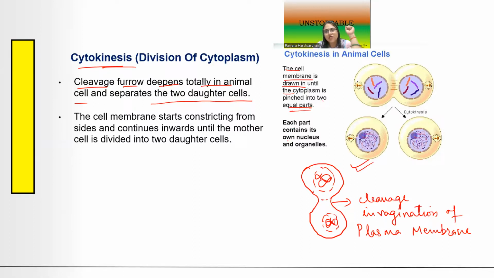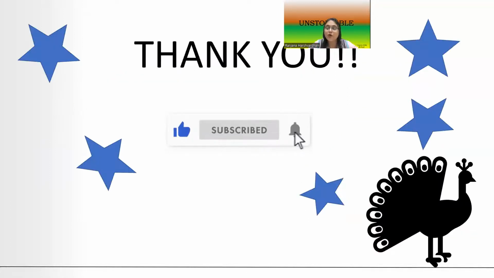Each part contains its own nucleus and its organelles. हमने देखा कि टीलोफेज में सारे ऑर्गेनल्स आ गए थे, तो आप देखो ये न्यूक्लियोलस आ गया है and all the other organelles will also reappear. ठीक है. Next, second point, let us give a reading. The cell membrane starts constricting from the sides and continues inwards until the mother cell is divided into two daughter cells. So that completes the cytokinesis part also in the animal cell.